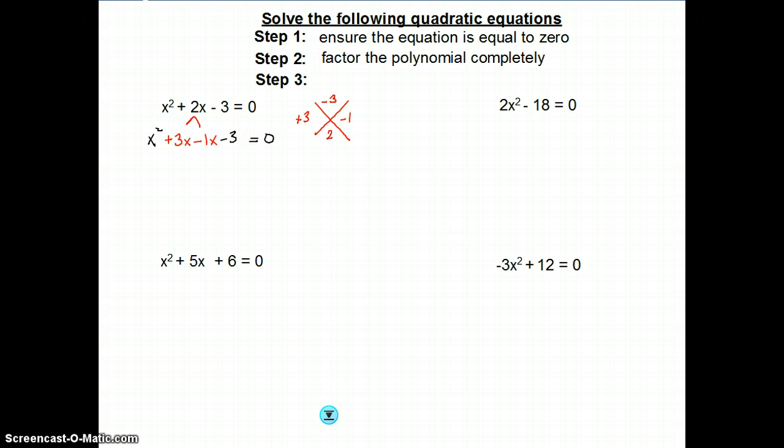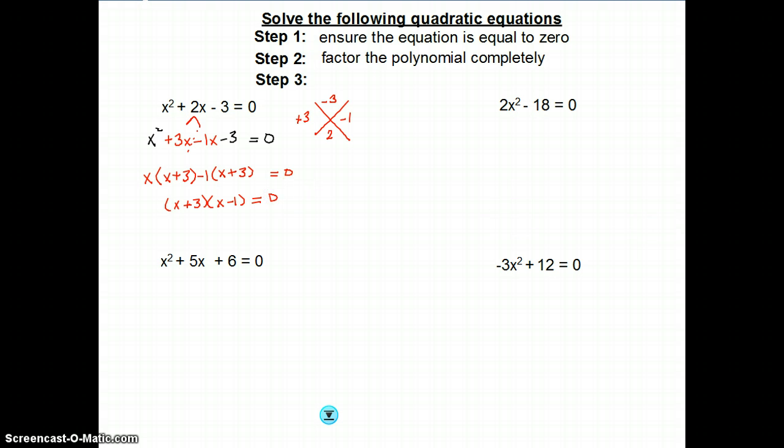Now on the left, I'm going to go ahead and split that down the middle. I take out a greatest common factor of x, leaving me with x plus 3. And on the right, the common factor is 1, but since the coefficient of that first term is negative, I'm going to factor out a negative 1, leaving me with x plus 3, and it still equals 0. Now I take out that common factor of x plus 3, leaving me with x minus 1 in the second parentheses, and it still equals 0.